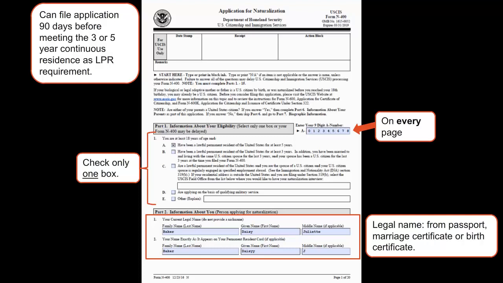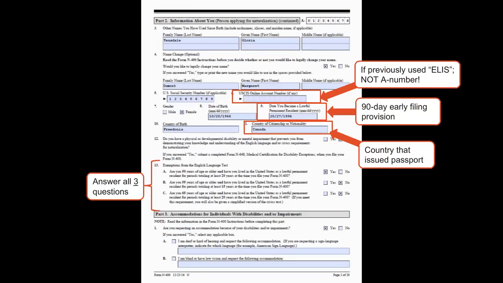Question 2 asks for the applicant's name exactly as it appears on the green card, even if there are spelling errors or initials listed. Page 2 of the form asks about other names the applicant has used. These can include nicknames or English names referred to by family members or coworkers.